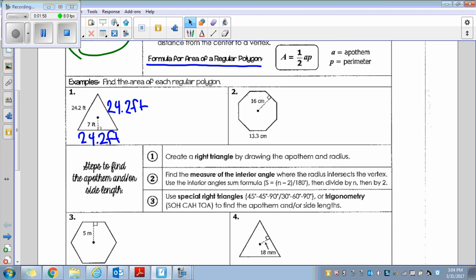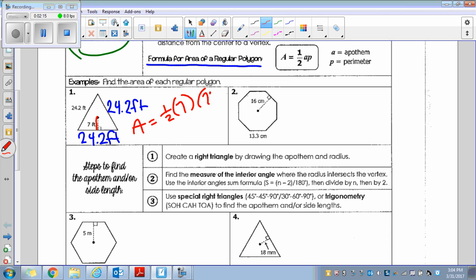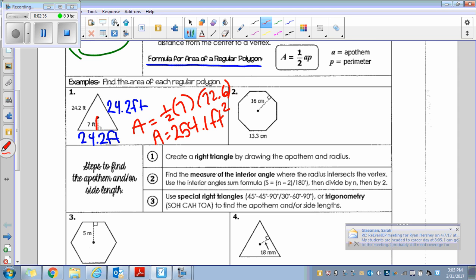So let's start using our formula. Area is equal to 1/2 times the apothem, which is 7, times the perimeter. All I have to do is add up all the sides together, and I get 72.6. In order to find the area, I just multiply all of these numbers together. 1/2 times 7 is 3.5. 3.5 times 72.6 is equal to 254.1 feet squared. Go ahead and pause the video and go and solve number 2.